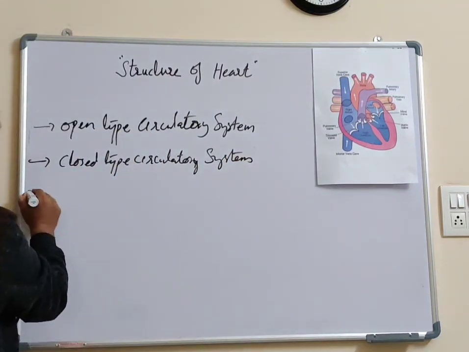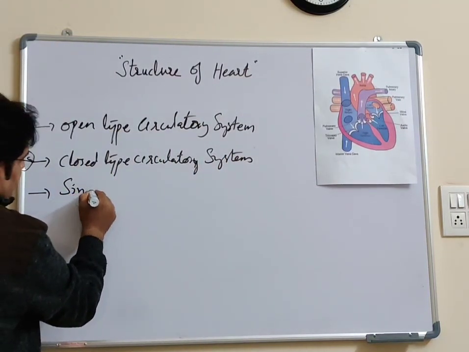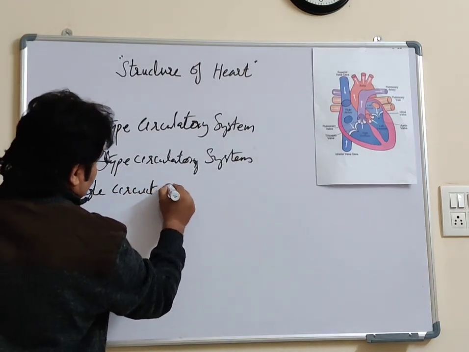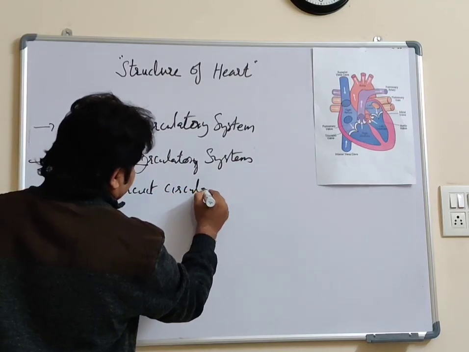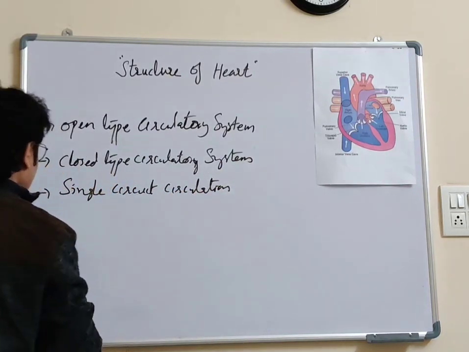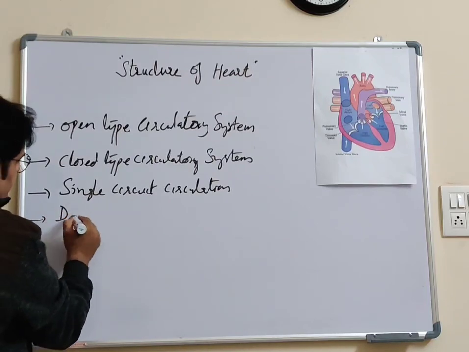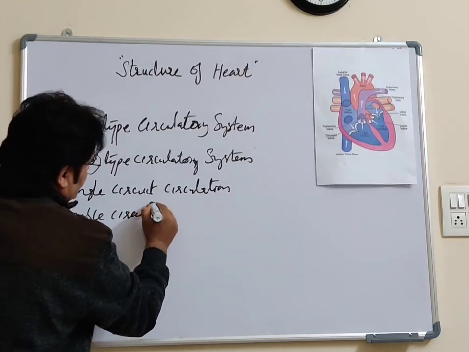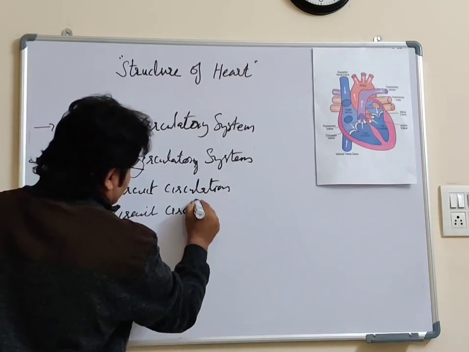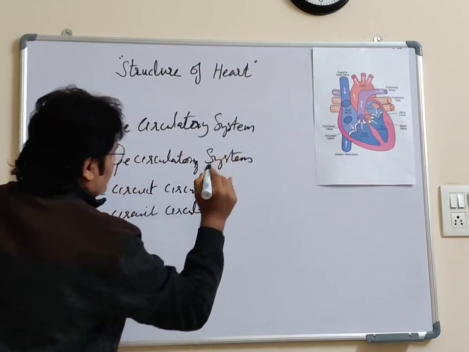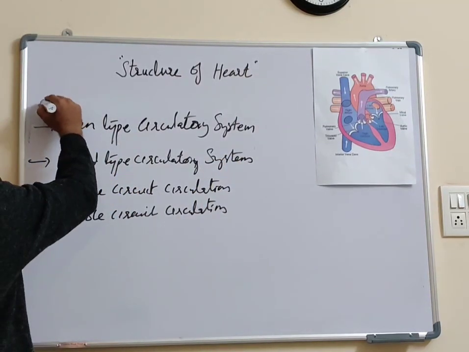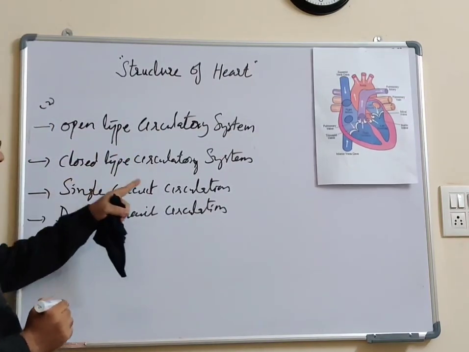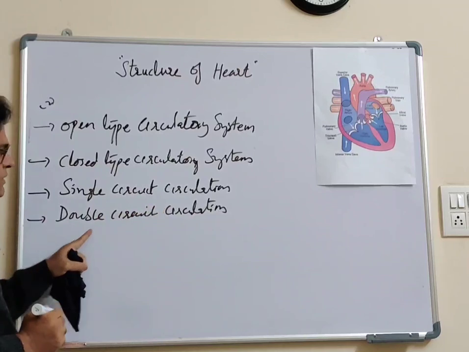Clear? Another one is single circuit circulation. Next one is double circuit circulation. These four terms carry 2 marks each: open type circulatory system, closed type circulatory system, single circuit circulation, double circuit circulation.